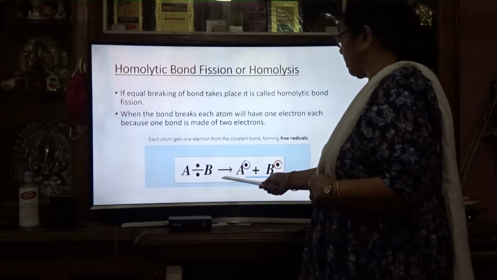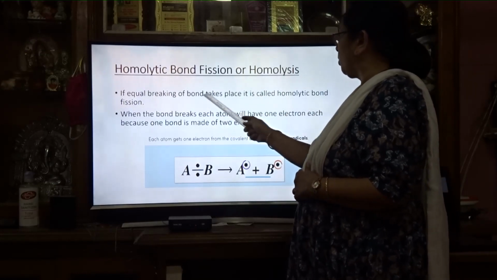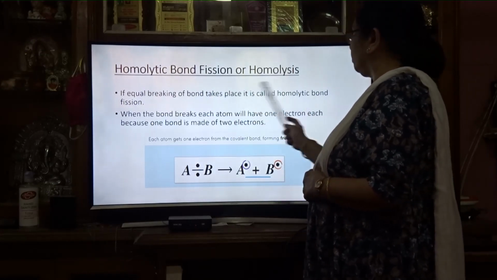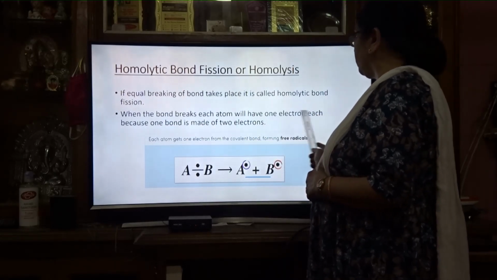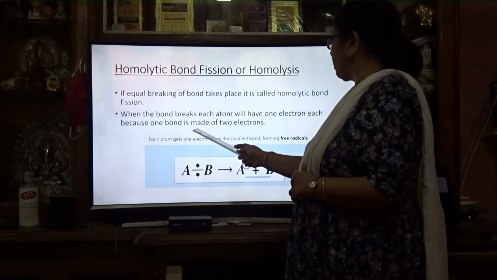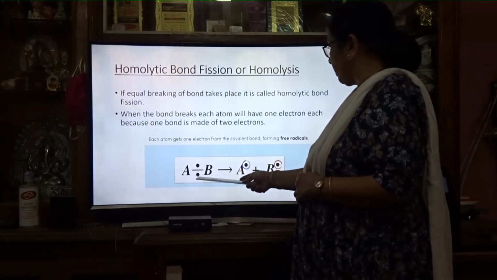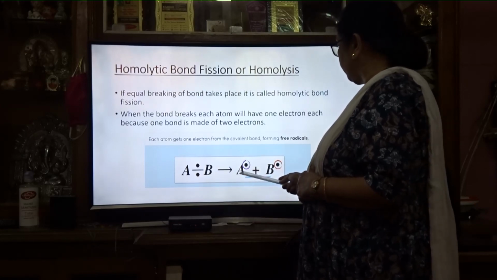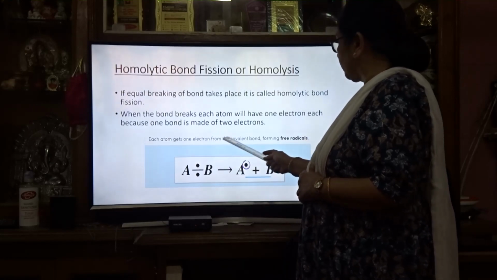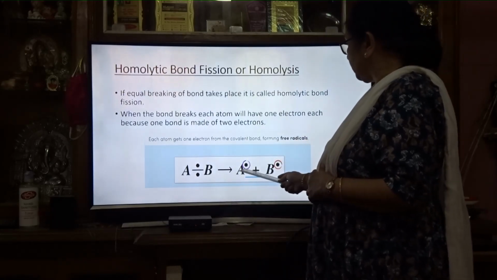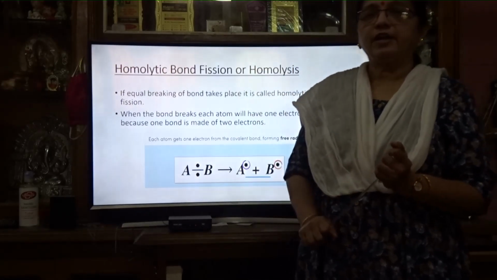Here again we explain what homolytic bond fission or homolysis is. If equal breaking of the bond takes place, it is called homolytic bond fission. When the bond breaks, each atom will have one electron each, because one bond is made of two electrons. Cleavage takes place and A free radical and B free radical are formed. Each atom gets one electron from the covalent bond, forming free radicals. As a result of homolytic bond fission, free radicals are formed.